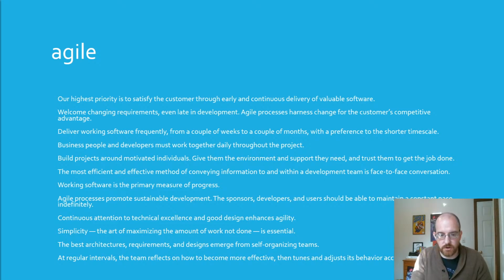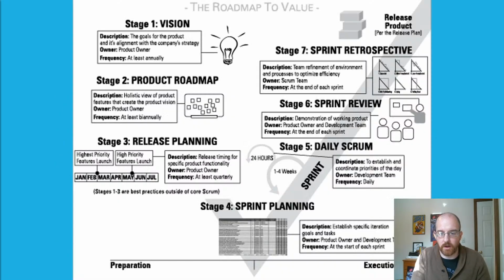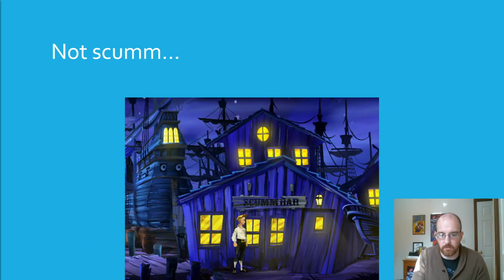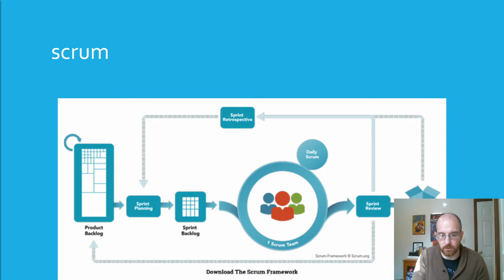Agile. You don't need to know all this. This is just the Agile manifesto. I just wanted you to know that it has a manifesto. But what Agile is, and it's actually related to another thing called Scrum that we are going to do. So it's not this kind of scrum. It's actually named after this kind of scrum, which is rugby. It's not scum. It's an old gaming reference you probably don't get.